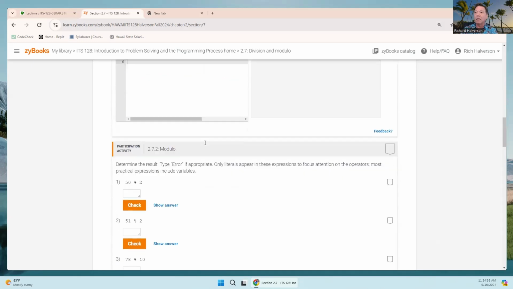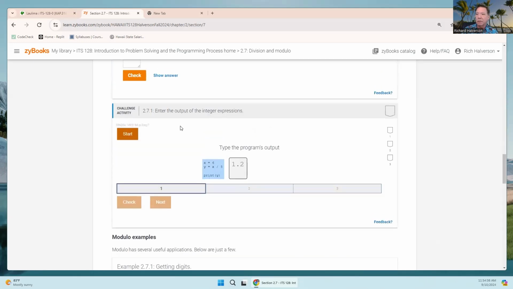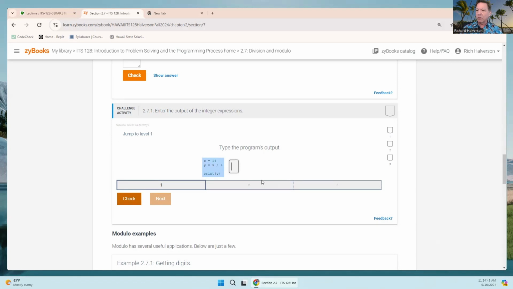So anyway, let's do a challenge activity. Enter the output for the integer expressions. I'm just going to do number 3 here. Here you just write what the result is. Here you write the result if it's a double, so that's just going to be a number with a decimal point. This one is an integer, just a single number. This one is just going to be the remainder.